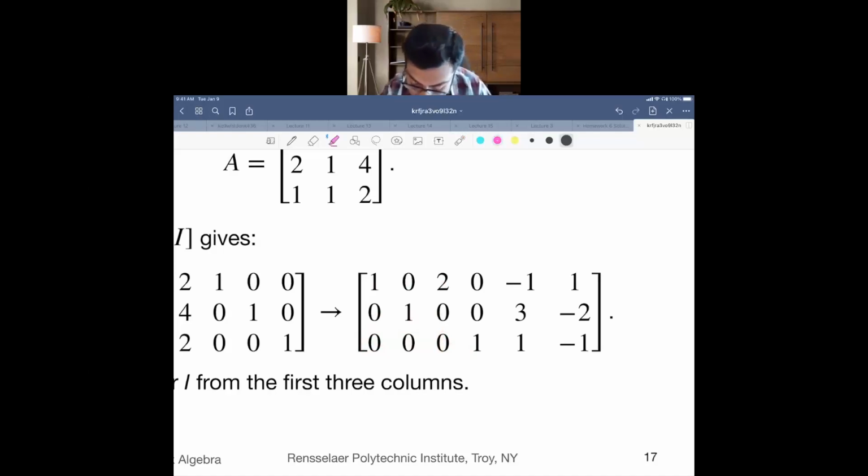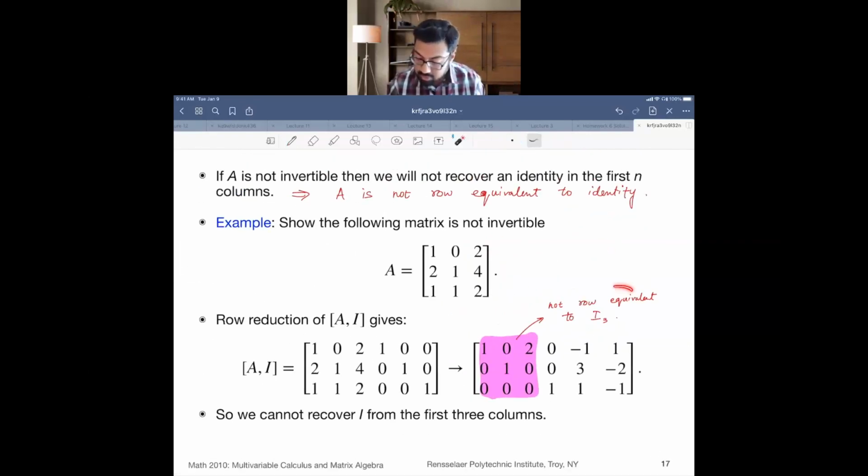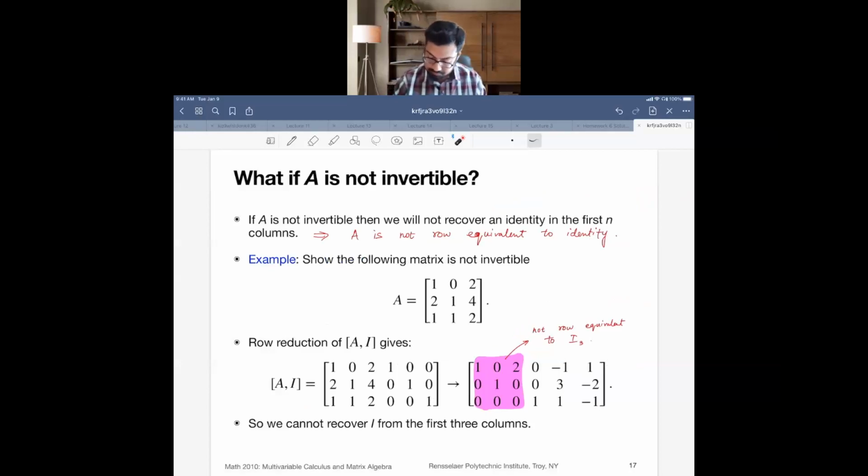So this indicates that it is not row equivalent to the identity matrix, in this case 3 by 3. If it is not row equivalent to I3, we will not be able to recover the identity from the first 3 columns. It is not row equivalent, which means that it is not invertible. So this is not A inverse. We will not be able to find A inverse. A inverse doesn't exist in this case.